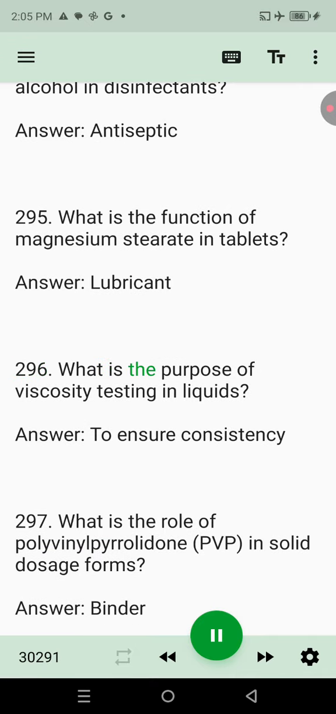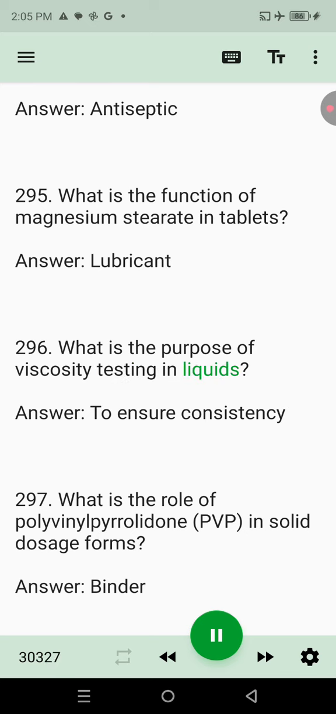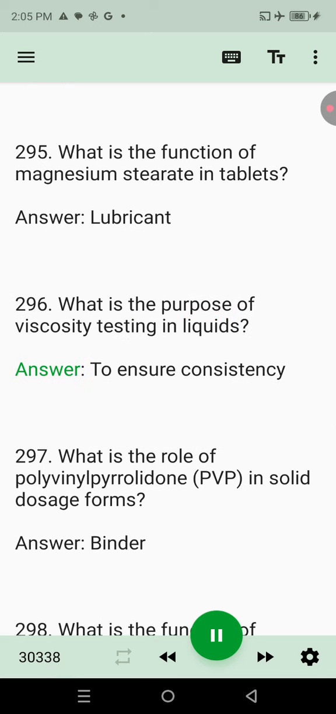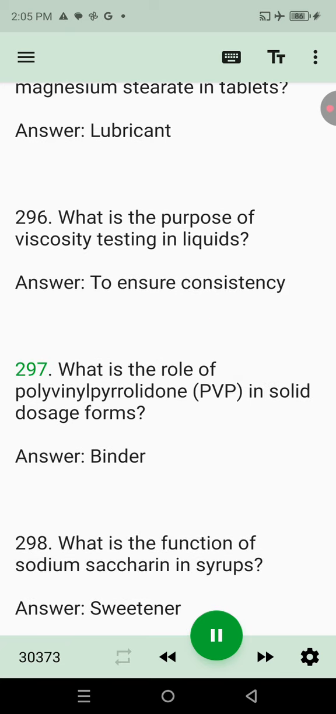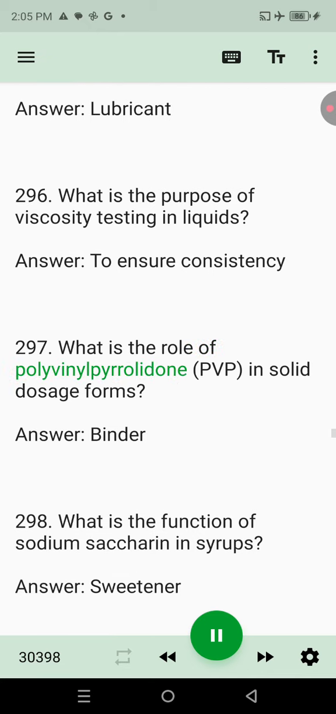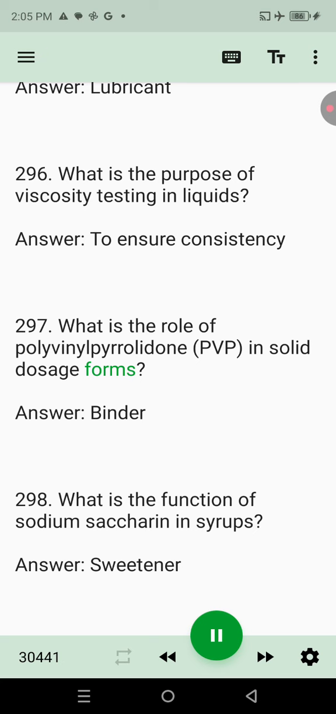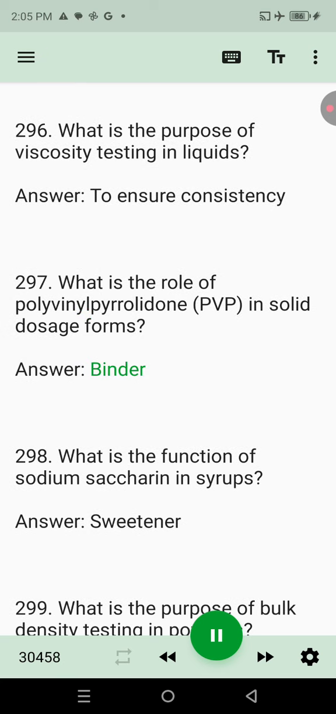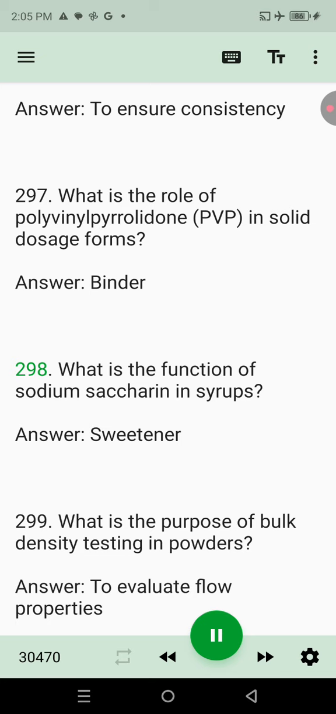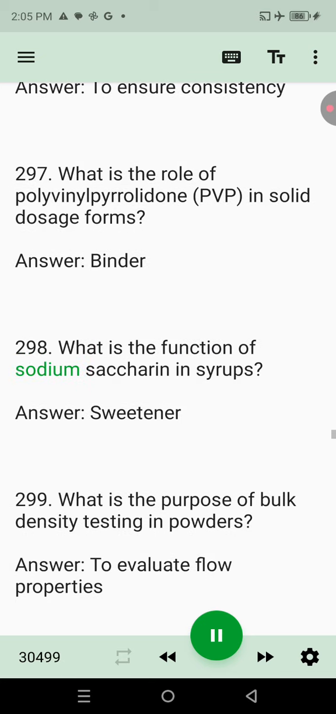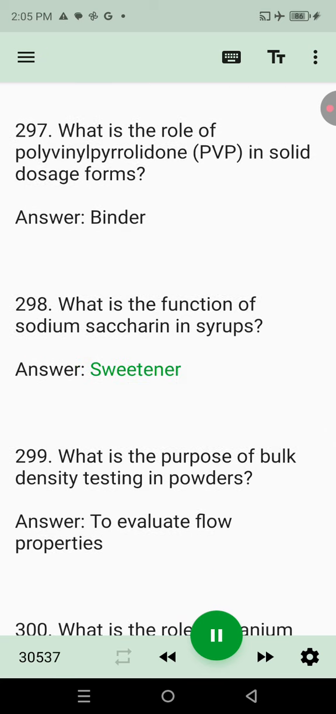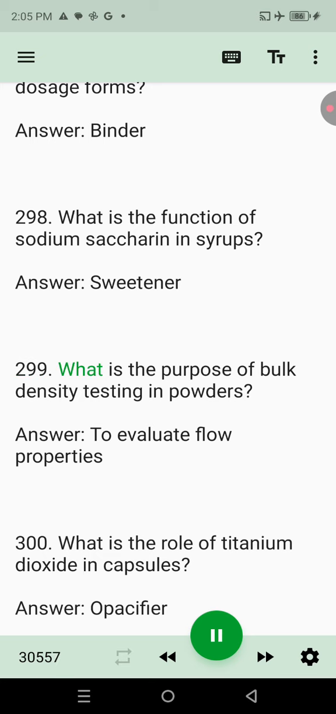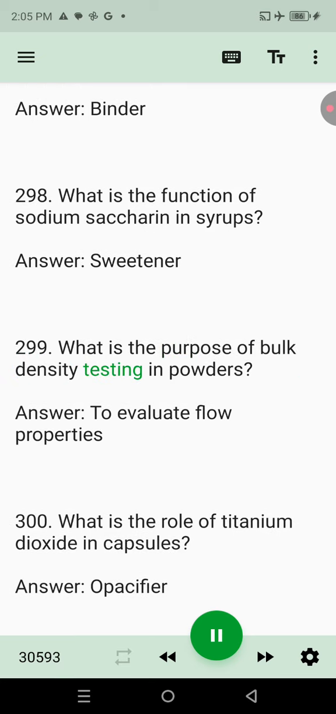296. What is the purpose of viscosity testing in liquids? Answer: to ensure consistency. 297. What is the role of polyvinylpyrrolidone (PVP) in solid dosage forms? Answer: binder. 298. What is the function of sodium saccharin in syrups? Answer: sweetener. 299. What is the purpose of bulk density testing in powders?